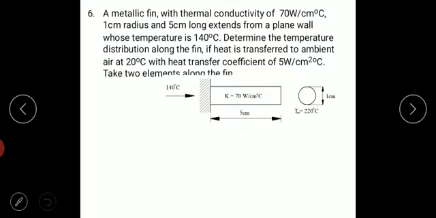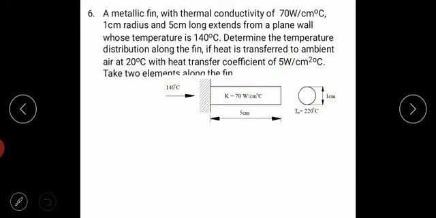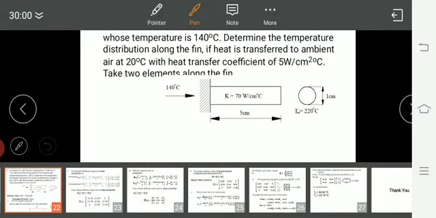It extends from a plane wall whose temperature is 140 degrees Celsius. This means the conduction is from a constant temperature of 140 degrees Celsius, passed to the fin. Throughout the fin there is heat transfer, as our fin is exposed to the air. So determine the temperature distribution along the fin if heat is transferred to ambient air at 20 degrees Celsius. Sorry, this is not 220, this is 20 degrees Celsius.